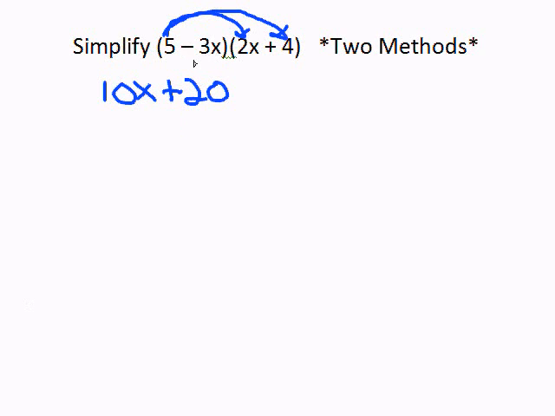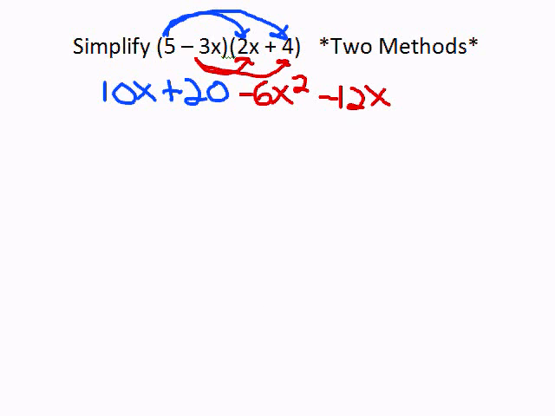Then we could take this. Now, what's tricky about this term right here is it's a minus 3x. So the sign of that 3x is negative, which means when we take that negative 3x and multiply it by the 2x, it gives us negative 6x squared. Then we're going to take the negative 3x and distribute it to the 4, giving us negative 12x.